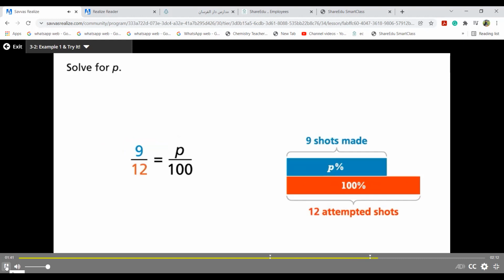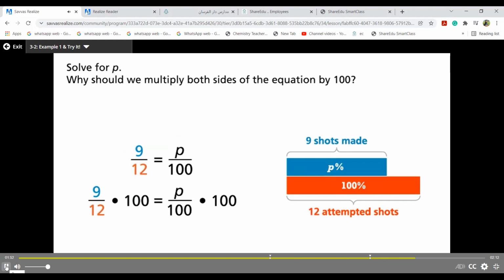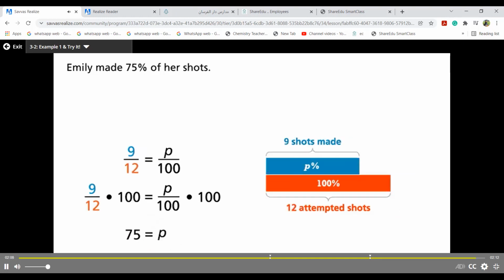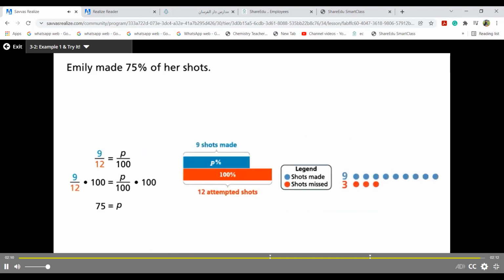Let's solve for P. 9 over 12 times 100 is equal to P over 100 times 100. Why should we multiply both sides of the equation by 100? Multiplying both sides by 100 isolates the variable P. So, 75 is equal to P. Emily made 75% of her shots. Way to go, Emily!